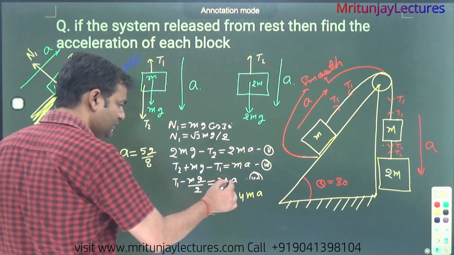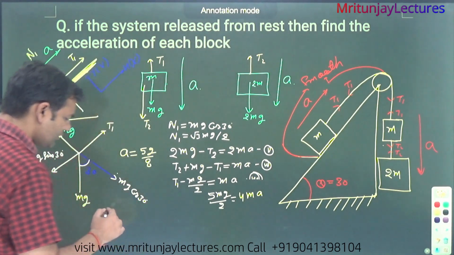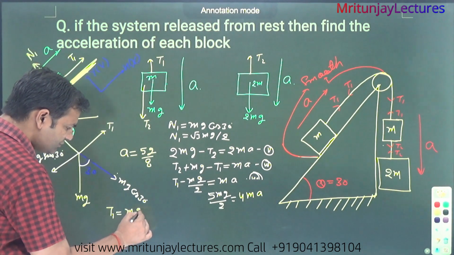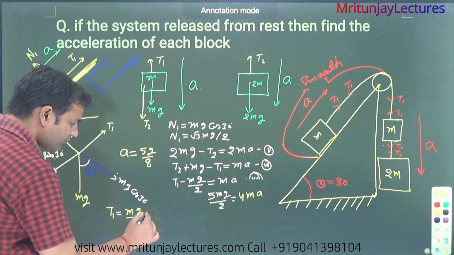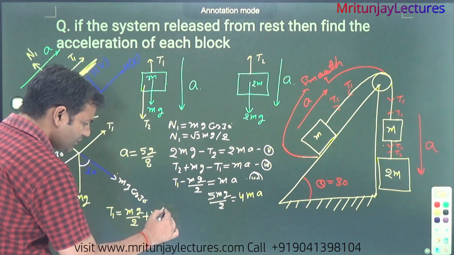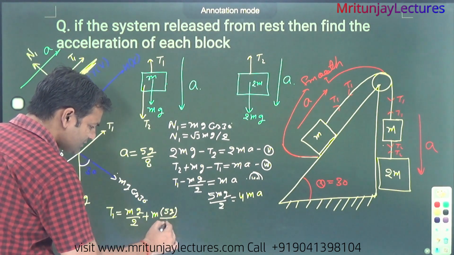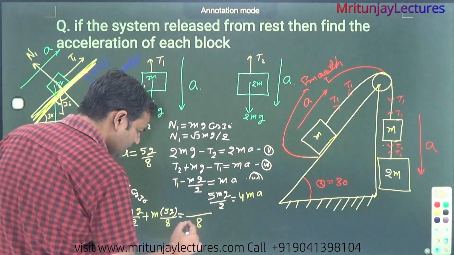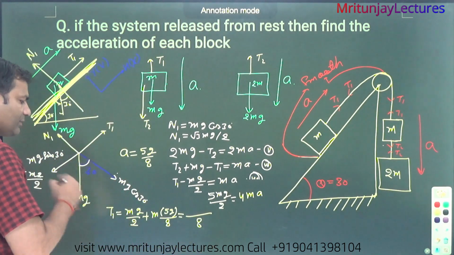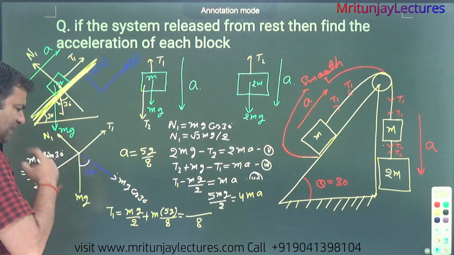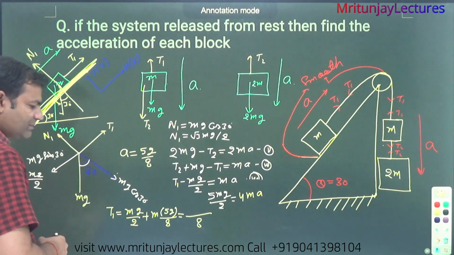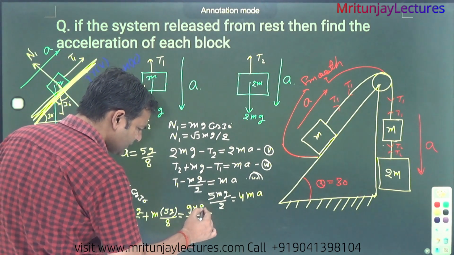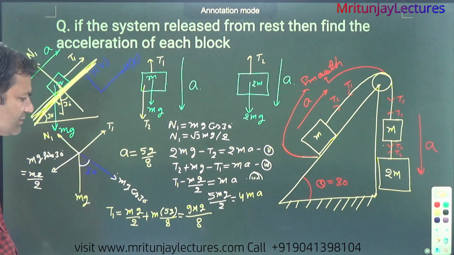Now if this value is put in equation number 3, then we get T1. So T1 is mg by 2 plus m into 5g by 8. Now this one is 8 and here 4, 4 plus 5, that is 9. T1 is 9 mg by 8.